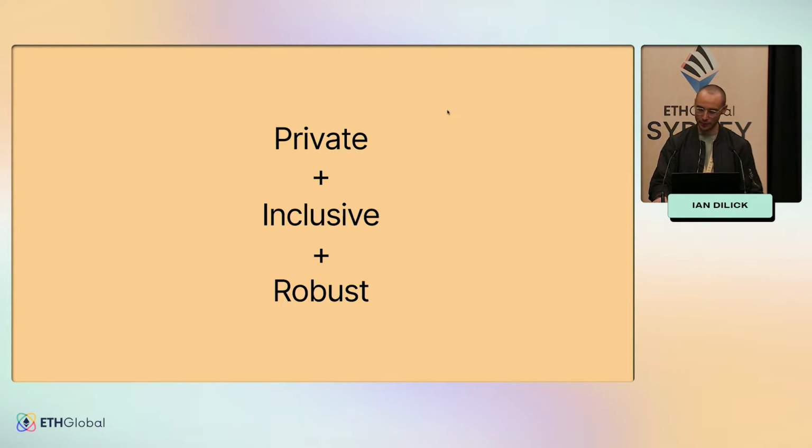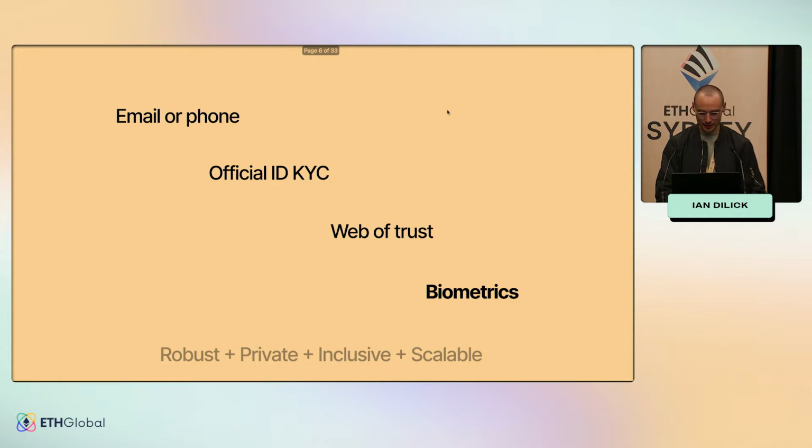We don't want to know anything about which unique human you are, just that you are a unique human. We want it to be something that as many real humans in the world can use as possible, and we want to make sure it's robust so that each real human can only get one World ID, not have multiple. And we looked at a lot of different ways to try and fulfill those requirements.